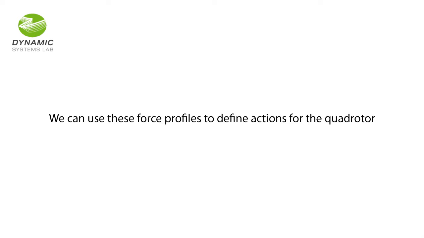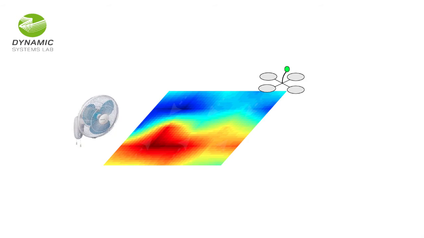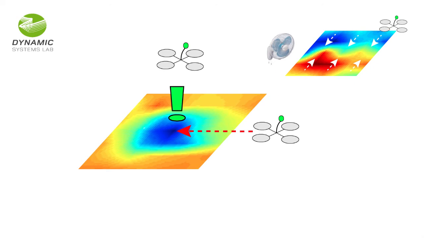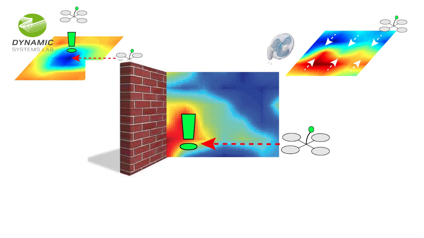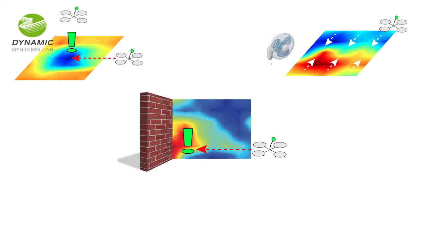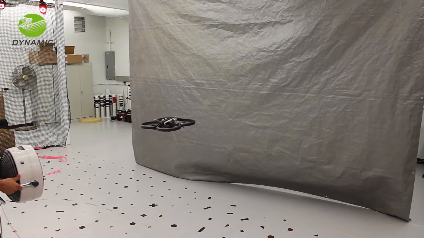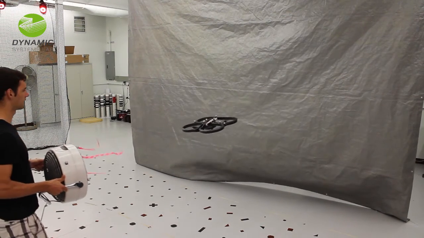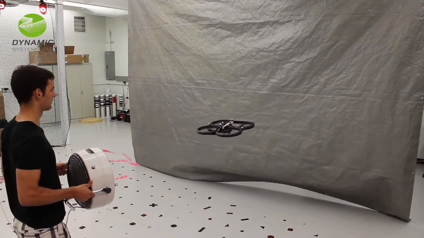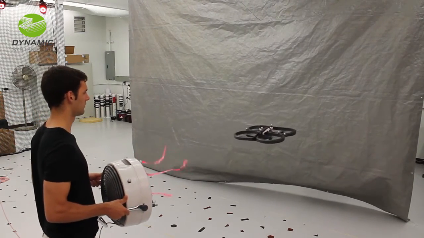We can use these force profiles to define actions for the quadrotor, such as tracking the center of the wind induced by a fan, detecting downwash to avoid catastrophic loss of lift, and detecting the wall to avoid collisions, all by just measuring the external forces and torques on the quadrotor. Here, wind from the fan produces an aerodynamic force field. The quadrotor can use this force field to track the motion of the fan.